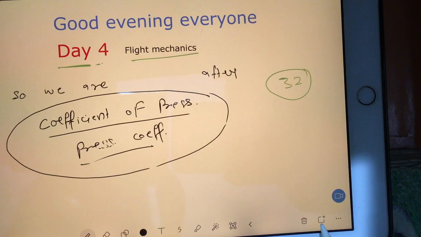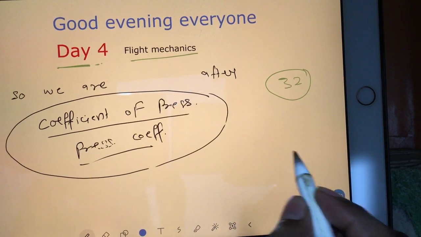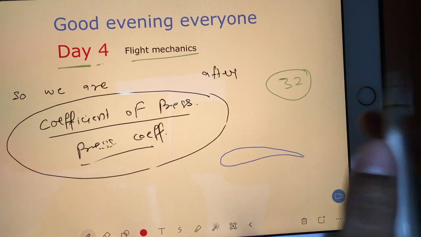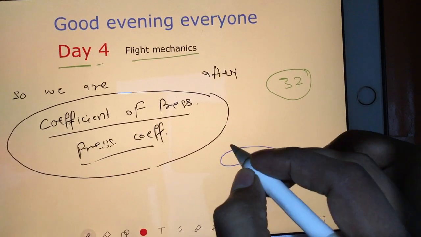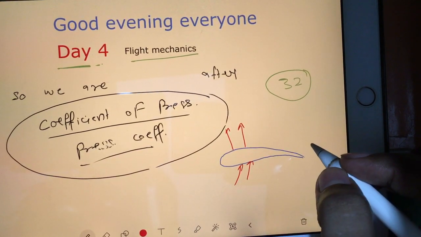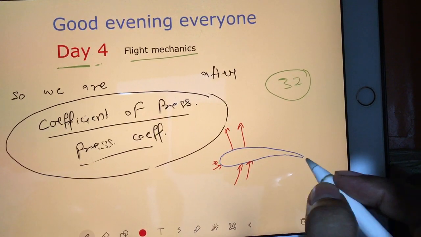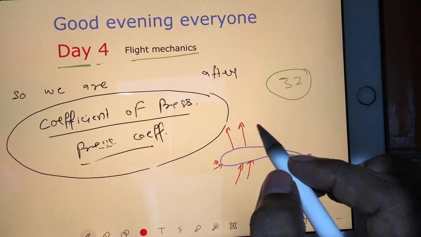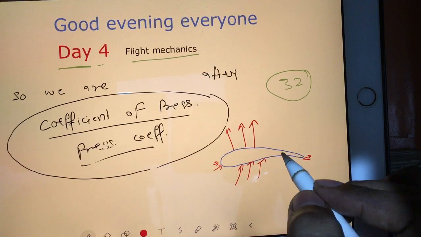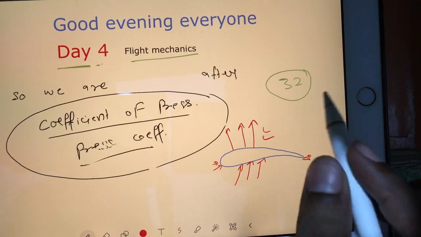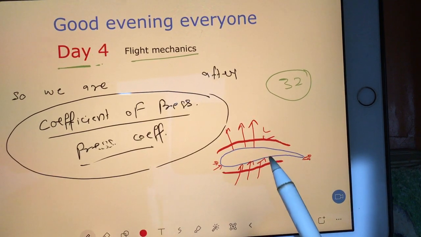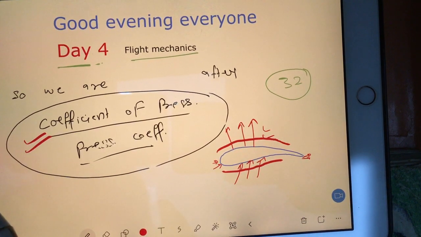In our previous class, I gave you one airfoil, and I was drawing some lines, arrows. Some arrows were outward, some arrows were inward, some arrows were here like this, some like this. So how will you know outside arrows? How will you know inside arrows? And when will you know pressure is positive? When will you know pressure is negative?